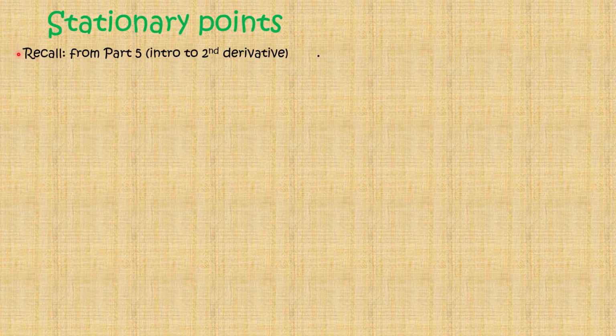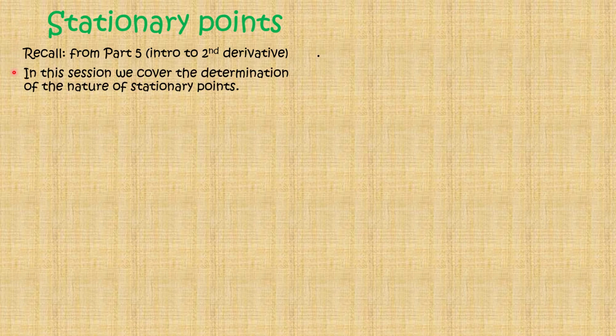Recall, from part 5 of differentiation, where we introduced the second derivatives, we are going to build up from that. So in this session, we cover the determination of the nature of stationary points, making use of the second derivative. As you would recall, from part 7, we looked at method 1, the sign change method. But today, we are looking at the second derivative method.